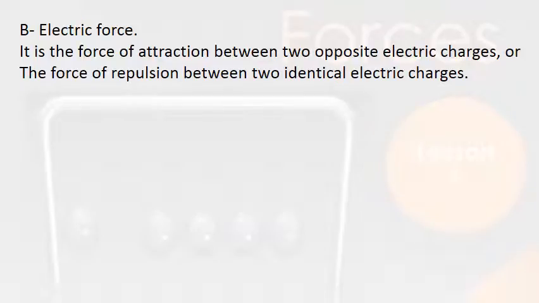Electric force is similar to the magnetic force, but it is the force of attraction between two opposite electric charges, or the force of repulsion between two identical electrical charges. So if you have a positive electric charge and a negative electric charge, you will have attraction, like we have seen in the previous slide. Or if you have two identical electrical charges, positive and positive, negative and negative, you will have repulsion. So we draw and represent it as we did with magnetic force, same representation, but different naming, magnetic, electric.